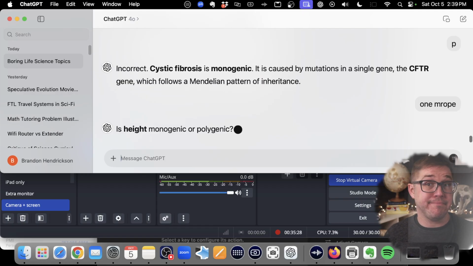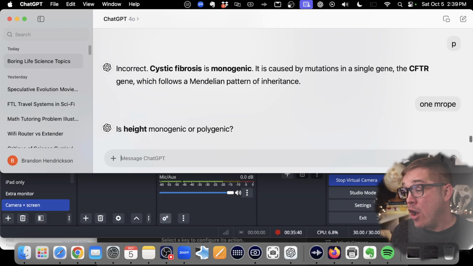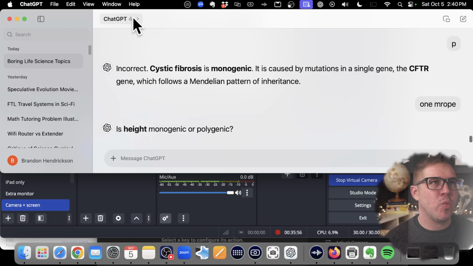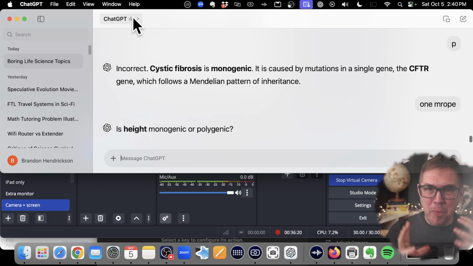Let's do one more. Note that it actually understood my totally misspelling that. Is height monogenic or polygenic? Go for it. Why is my ChatGPT so slow? It's not now. It was before because I had it on a different model for this. The o1-preview and o1-mini, I don't think they've formally said what they're doing, but it's something like it breaks your question down. It almost asks itself what sorts of things it should know in order to answer this question well, and then it ChatGPTs each of those things, and from that corpus combines them together and gives you a sort of report.